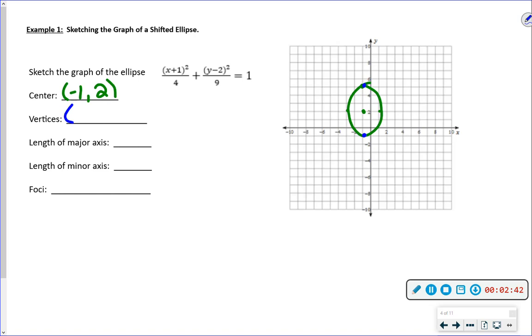So the vertices, the bigger number, of course, under y. So that's why they're the up and down, the vertical ones. So x would stay the same. Of course, square root of 9 is 3. So a quick, easy way to get them is you're adding and subtracting 3 to the y. 2 plus 3, 2 minus 3. Now, I forgot the comma, hit the comma there.